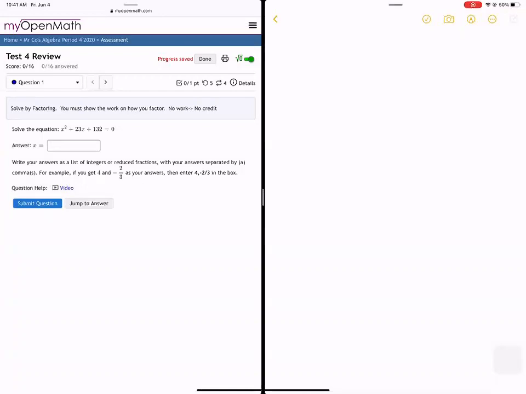So here we go. It says solve the equation x squared plus 23x plus 132 is equal to 0. On the top, you'll see it says solve by factoring. You must show the work on how you factor. And this is super important. We don't just come up with these numbers in our heads. Sure, once you get practicing, you can do that. But for me, I need to see how you come up with these numbers.